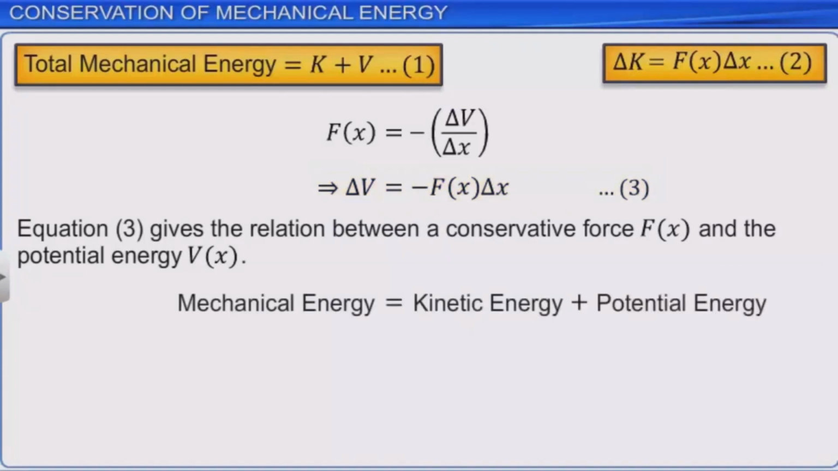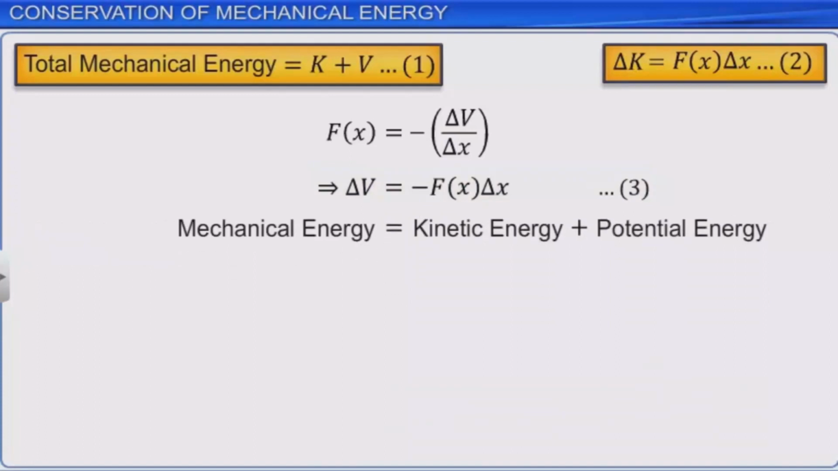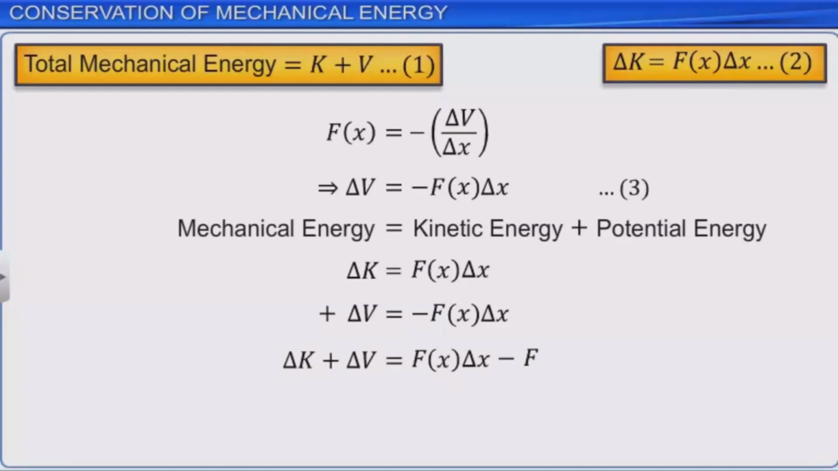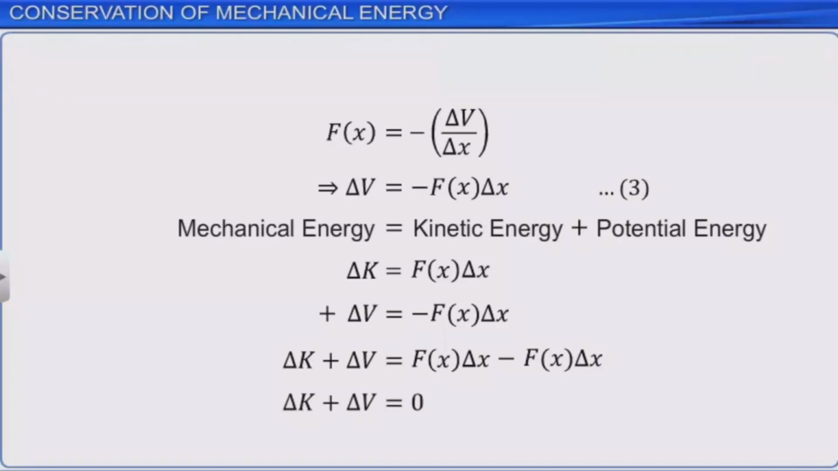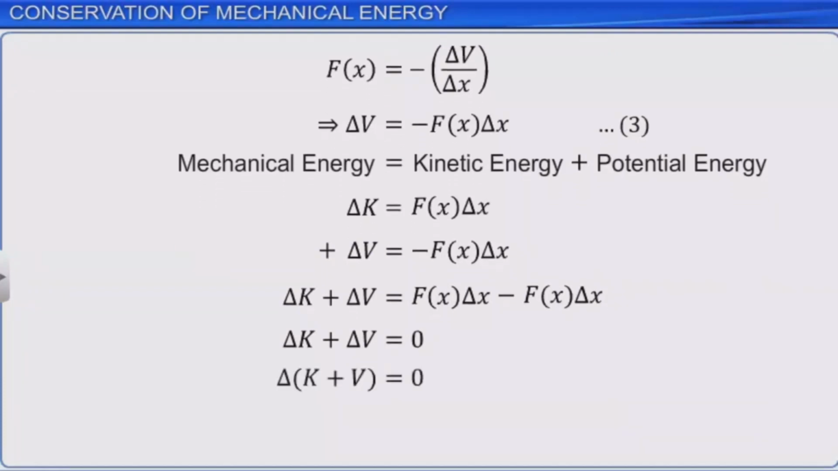We know that mechanical energy is the sum of kinetic energy and potential energy of a system. So, by adding equation 2, delta K is equal to F of X into delta X, and equation 3, delta V is equal to minus F of X delta X, we get delta K plus delta V is equal to F of X delta X minus F of X delta X. Thus, delta K plus delta V is equal to 0. In other words, we can say that delta of K plus V is equal to 0. Let this be equation 4.